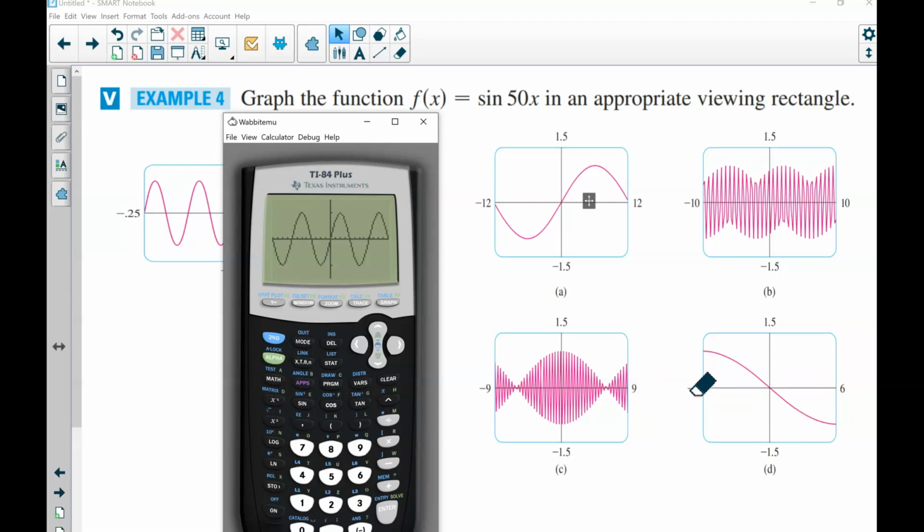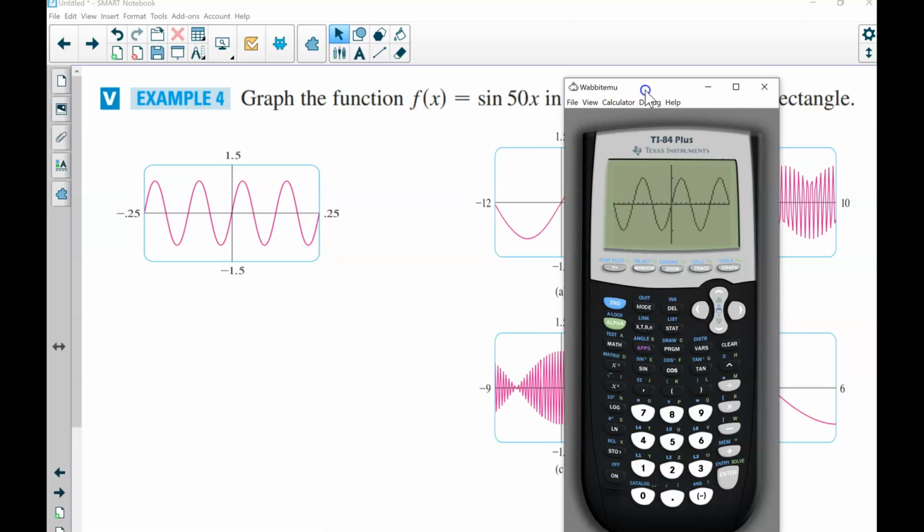So the appearance of the graphs depends on the machine that you're using. So the graphs you get with your own graphing device might not look like these figures, but they will also be quite inaccurate. So in order to explain the big differences in appearance of these graphs and to find an appropriate viewing rectangle, we need to find the period of the function, which is y equals the sine of 50x.